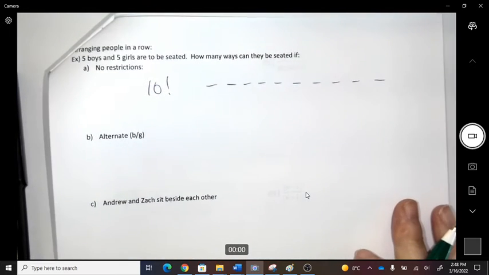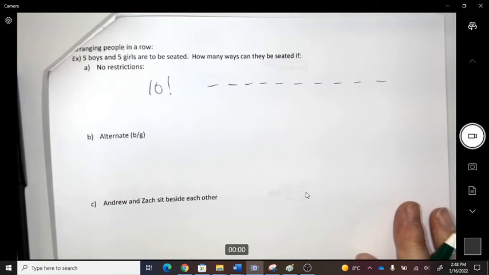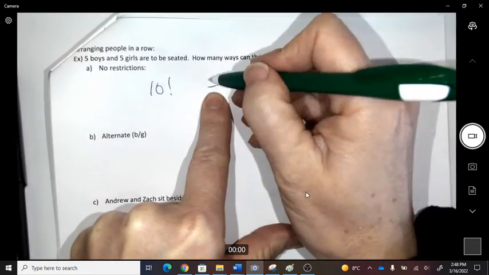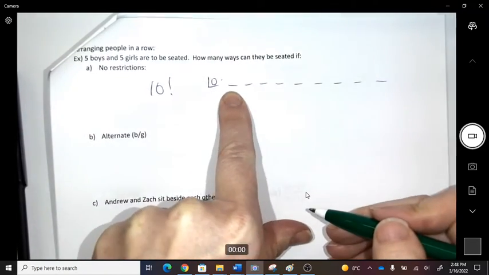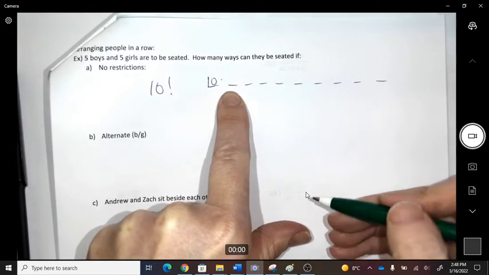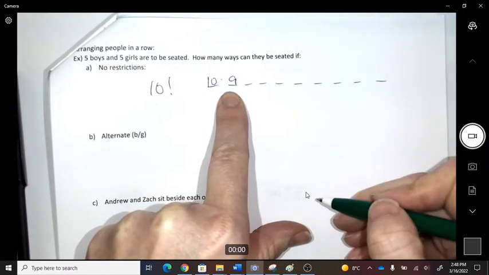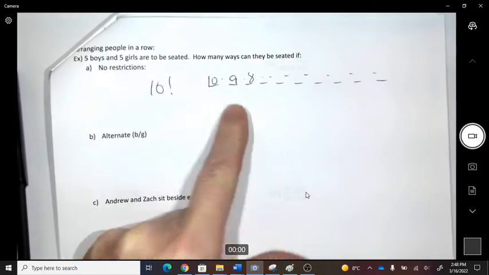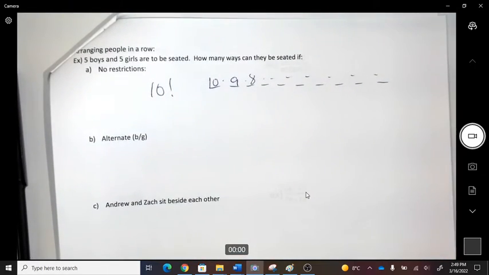If you don't know why I'm doing a factorial, pretend I have my 10 seats, and what I'm doing is I'm saying, how many people do I have to pick from on the first seat? 10. How many people could sit into my next seat? 9. Right? How many choices do you have next? 8. That's the same as a 10 factorial.